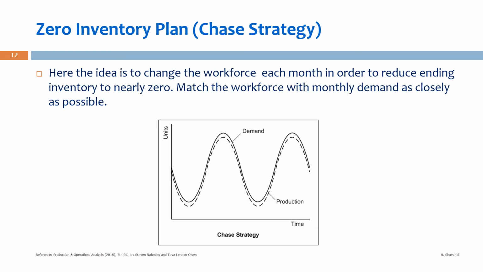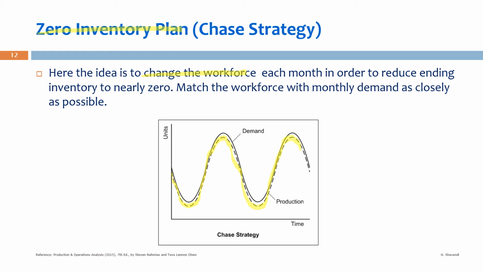Now let's consider the chase strategy. It's also called zero inventory plan. It's not exactly zero. I mean, the inventory level will not become exactly zero at the end of the month, but we're going to minimize it as much as possible by having the chase strategy. So we will have changes in the workforce over the months, but the inventory level will be minimum. So this is actually the chase strategy: we're going to match the production level with the changes in demand.